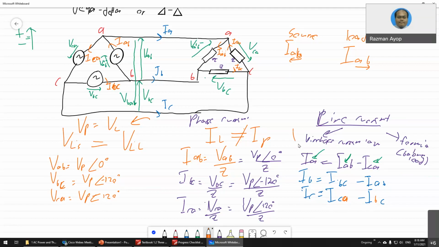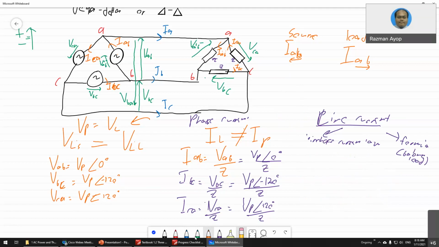But this one is usually for unbalanced load, or when you want to derive it. For your case, this is a balanced load, so I suggest you just use the formula because it is much easier. So I line is equal to I phase multiplied by square root of 3 angle negative 30 degrees. Make sure for delta you use this formula.